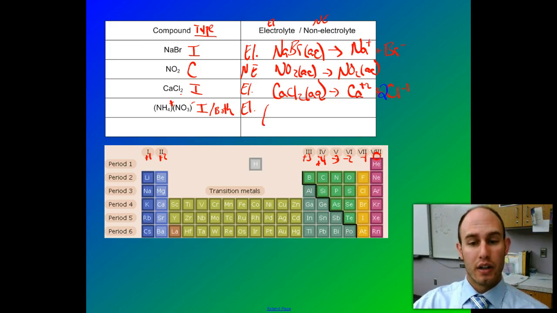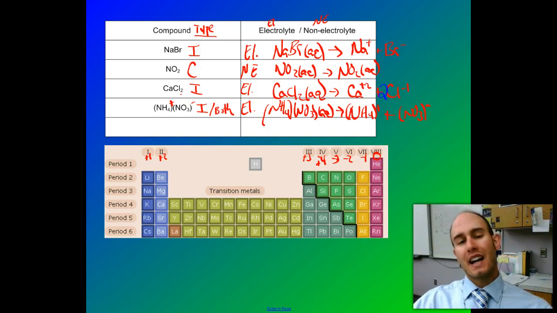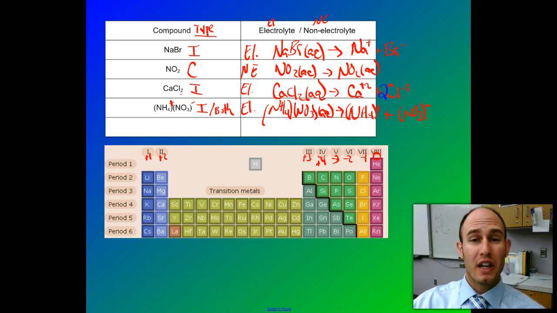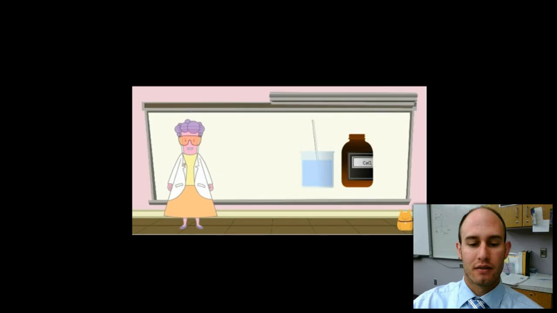So my ammonium, NH4, and nitrate, NO3, when placed in water, (aq), will dissociate into NH4 positive and the NO3 negative as your ions in solution. And next I want to show you a short clip that really helps emphasize this point of dissociation of ions in solution.